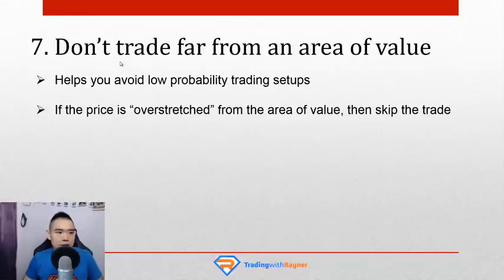For number 7, it is don't trade far away from an area of value. Why is this? Because this helps you to avoid low probability trading setups. For example, if the price is overstretched away from the area of value, let's say like a moving average, then you want to skip the trade because more often than not, the market is about to stage a pullback. So let me give you an example.